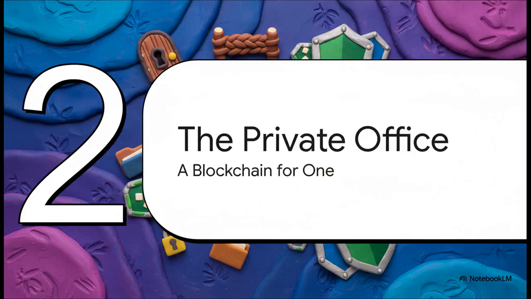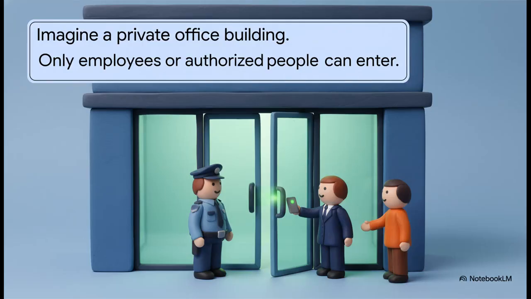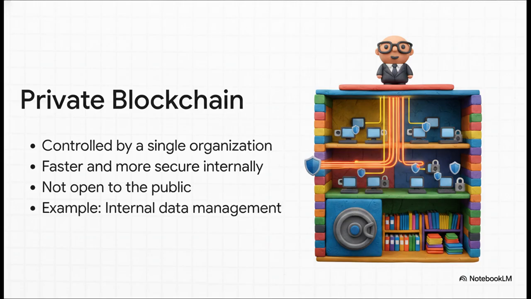Okay, so a public park is great, but what if you're dealing with information you don't want everyone to see? What if you need a bit more control, a lot more privacy? Well, that's where our next type comes into play, the private blockchain. So, forget the park for a second. Now, I want you to imagine a private office building. You can't just stroll in off the street, right? There's a front desk, security guards, you probably need a key card to even get through the door. The whole thing is controlled by one single company.